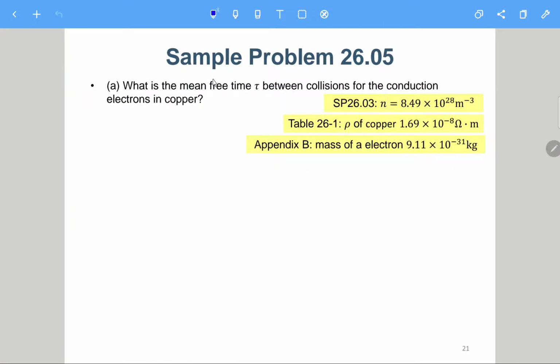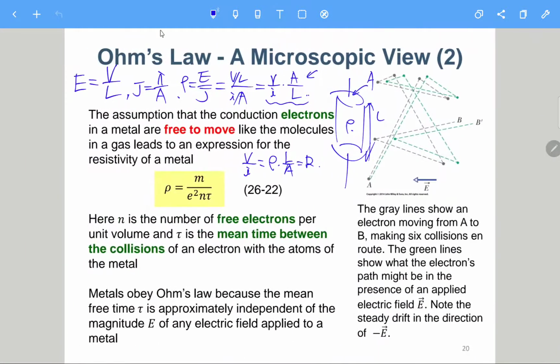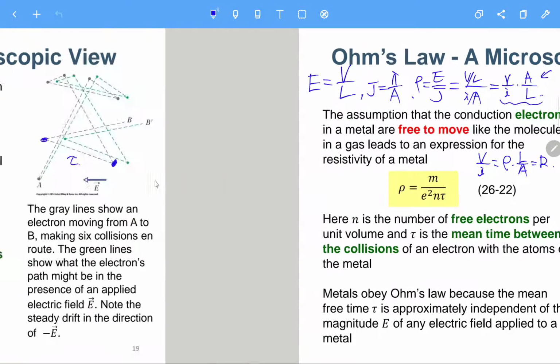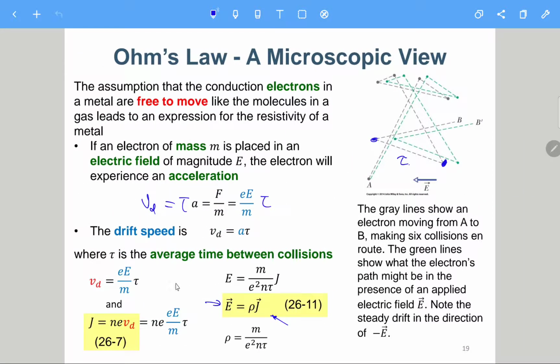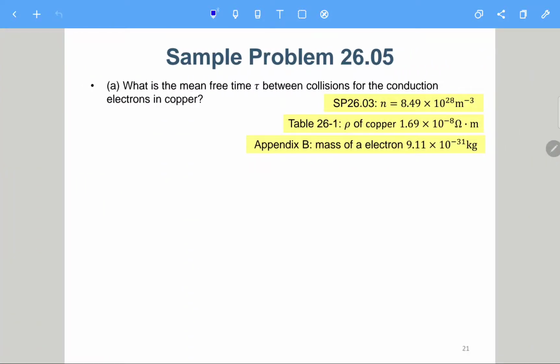So let's see an example. What is the mean free time tau between the collisions for the conduction electron in copper? So we just simply plug in the equation. Actually we use this equation, rho equals m over n e squared tau, but we move tau to the left side and rho to the right side. So actually we write it like tau equals m over n e squared rho.